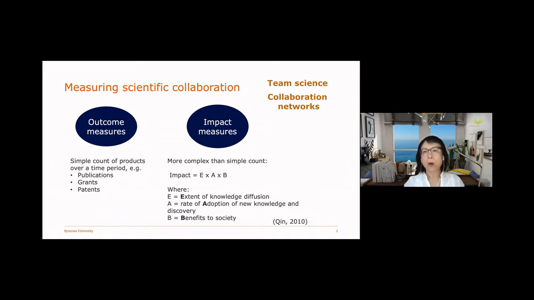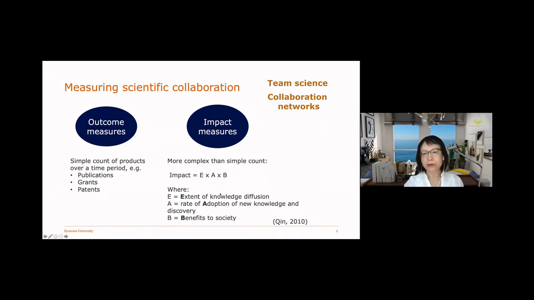But we all know in measuring scientific collaboration, two primary categories of measures have been used in previous research. One we can call outcome measures, and these are mostly simple counts of products over a time period, such as number of publications, number of grants, number of patents, and of course, the authors associated with these products. The other category is called impact measures. And we all know citation has been used as one of the primary quantitative measures for research impact.